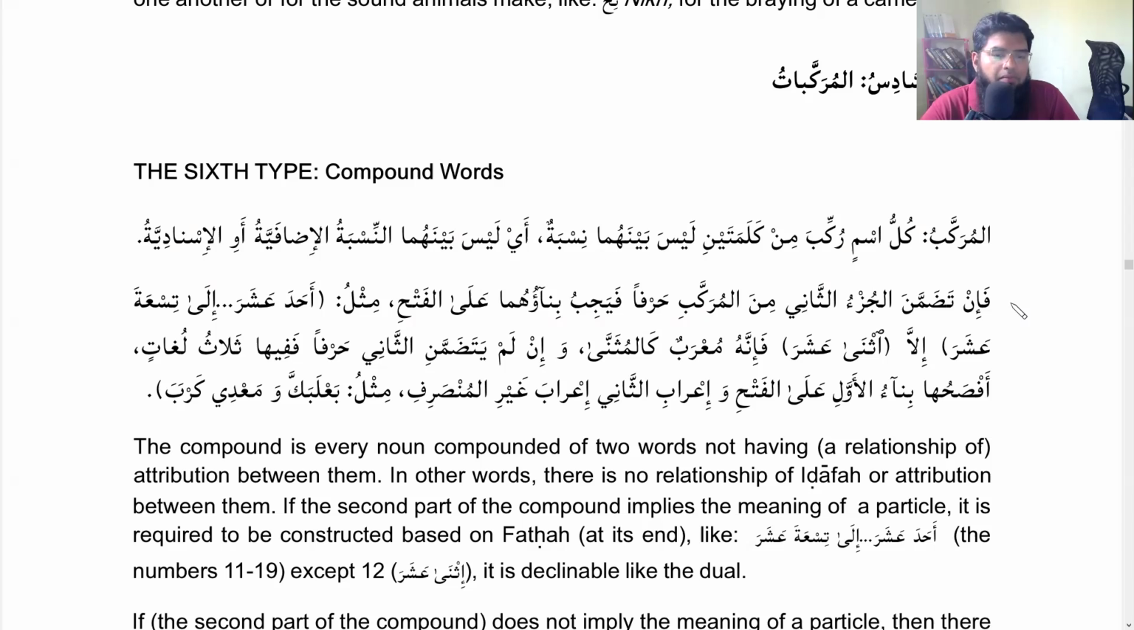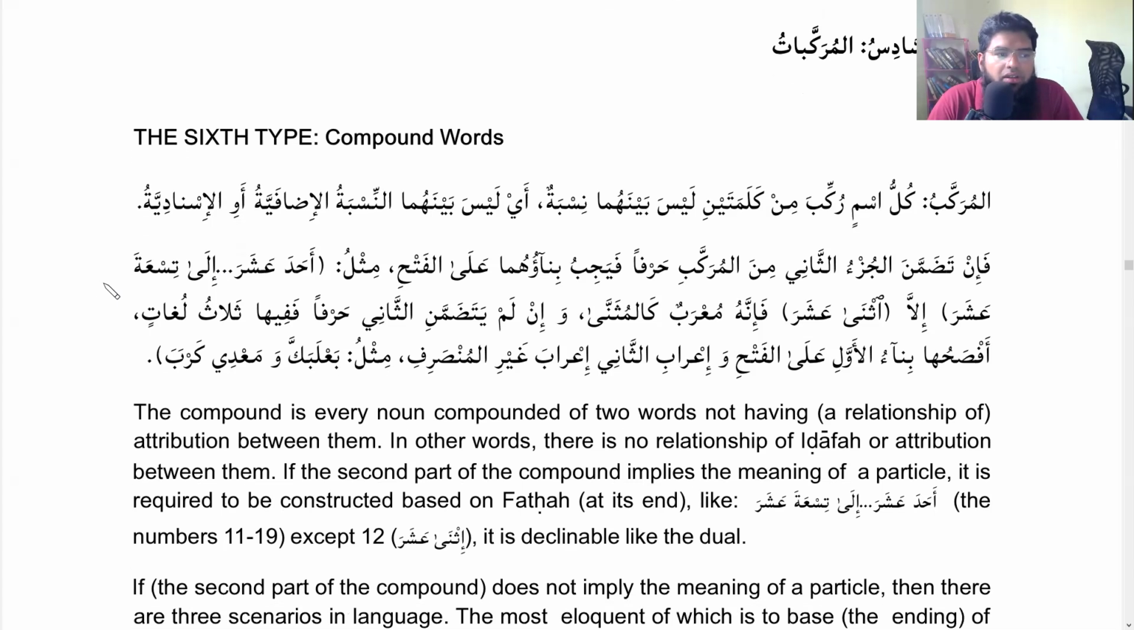فإن تضمن, if the second part has the meaning of a harf, then it should be on a fatha. The second part of the word is not an ism, not a fail, it's a harf. So you give fatha, he says مثل أحد عشر إلى تسعة عشر. Why is أحد عشر إلى تسعة عشر except إثنى عشر? Because 12 is فإنه مثنى معرب كالمثنى, it is dual. So أحد عشر literally is like 12.